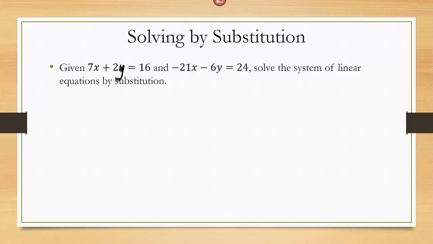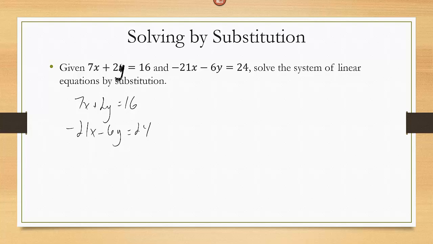Alright, this is officially our last slide. Sorry for the confusion. Given 7x plus 2y equals 16, and negative 21x minus 6y equals 24. We want to solve the equations by substitution. If I may point something out, I already noticed that 21 is a multiple of 7 by 3, and 6 is a multiple of 2 by 3. Something looks fishy. So, you know what? For the heck of it, let's solve these for y.